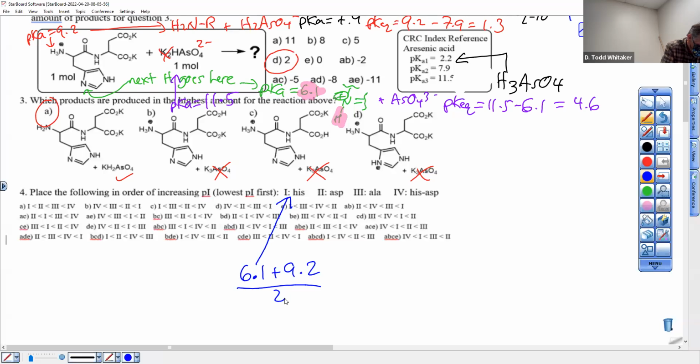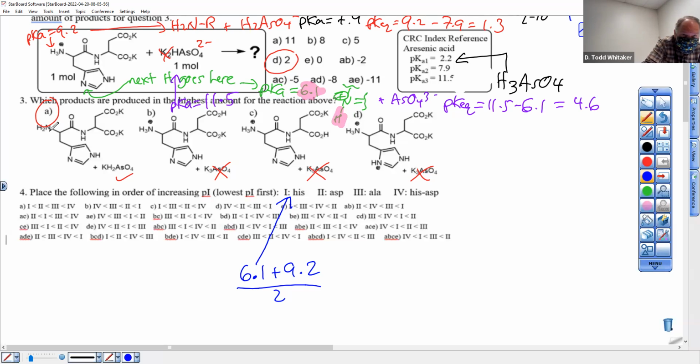and the carboxylate. Oh wait, what am I talking about? What's histidine? I'm starting to look back at the previous problem. Histidine is just this piece here, and it has a carboxylate with a pKa close to 2 when it has an H on it, and it has the 6.1 and the 9.2.